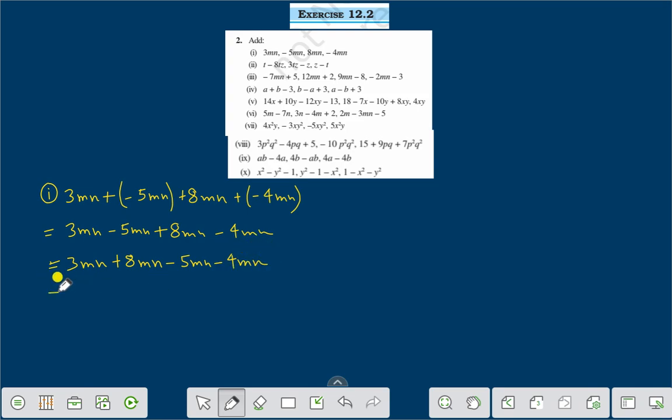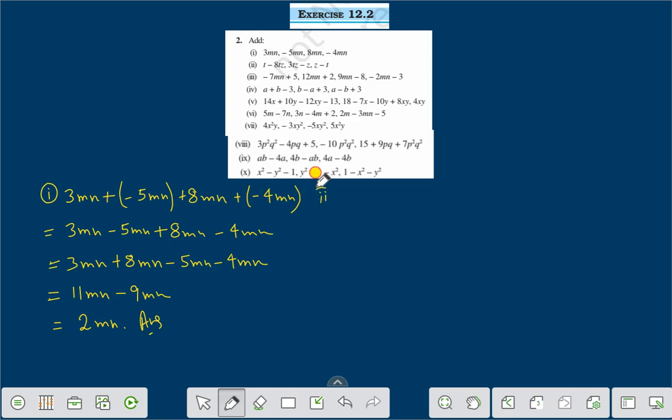Here you see, 8 plus 3 is 11mn, minus 5 minus 4 is minus 9mn, therefore 11 minus 9 is 2mn, therefore this answer is 2mn, right? The answer is 2mn. This is question number 1. Now solve question number 2.